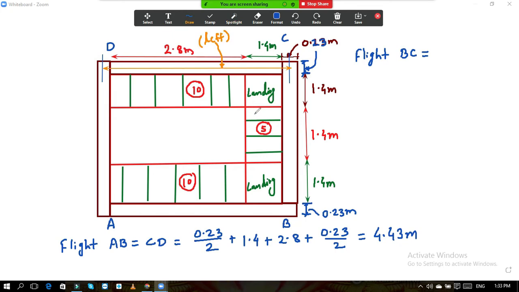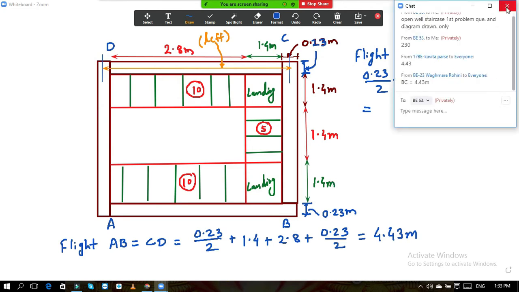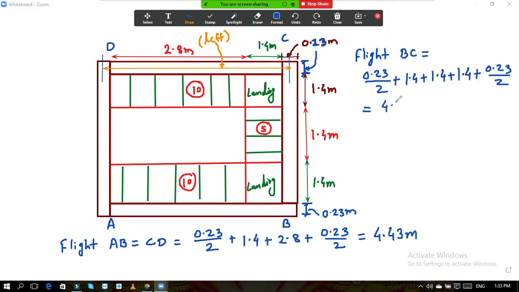So I will repeat. Here it is again 0.23 by 2, half of this support, plus this vertical distance 1.4, again plus 1.4, again plus 1.4, plus 0.23 by 2. So you will get the effective length. BC is also the same, 4.43. So it is again 4.43 meter. So these are the effective lengths of AB and BC which we have calculated.